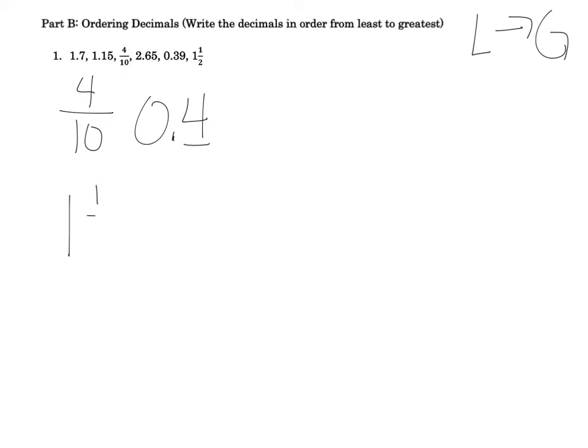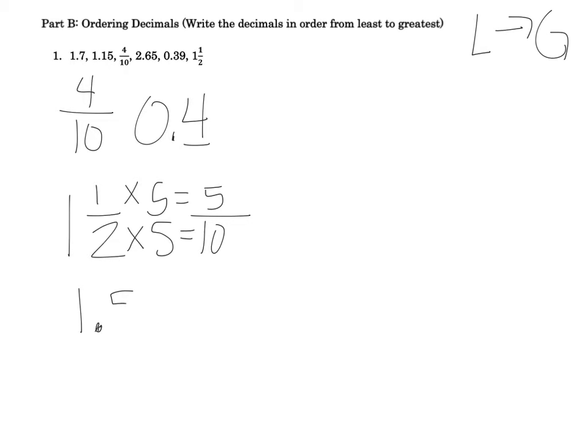Then we have 1 and 1/2. We know that 1 is going to be our whole number, so I'm going to put that before the decimal. And let's think, can I multiply 2 by a number to get 10, 100, or 1,000? Well, I know that 2 times 5 is 10. Whatever I do to the denominator, I'm going to do to my numerator. 1 times 5 is 5. And I have 5/10. So I'm going to write the 5 in the tenths place.